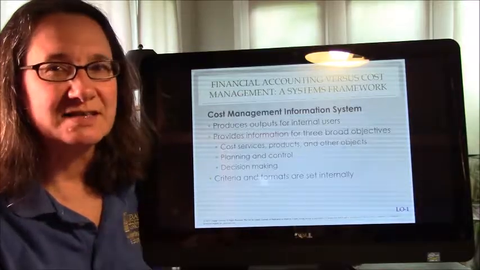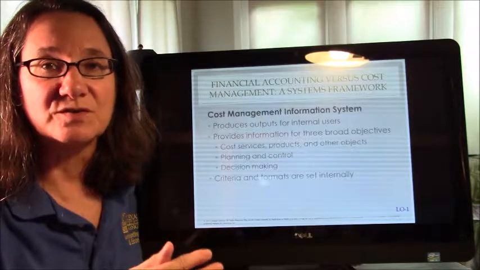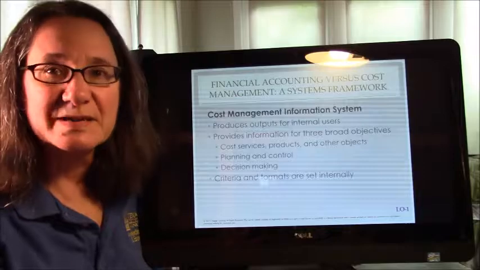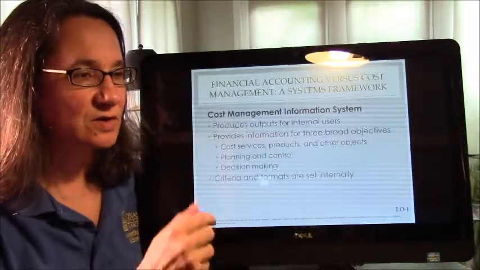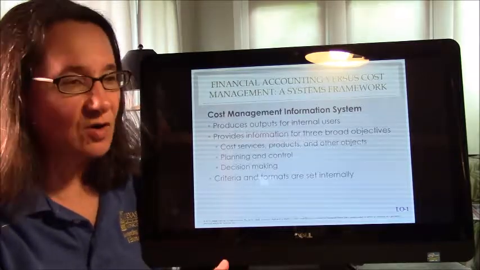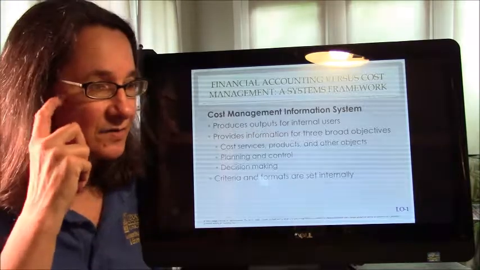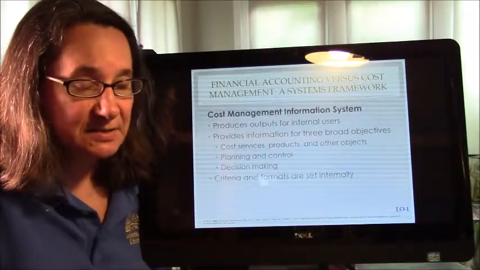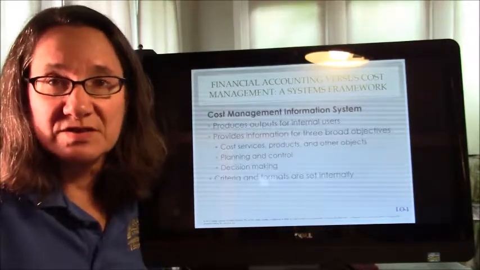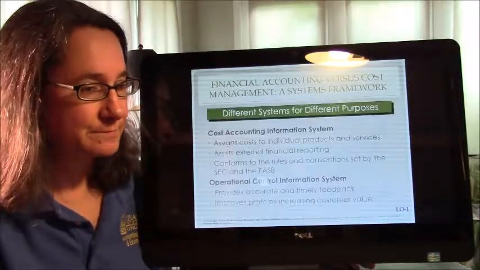So it's not like cost accounting and financial accounting aren't related, right? Because costs are used in determining inventory or expenses, things like that. So sometimes they do. So costs of products and other objects for planning, for control, for making decisions. So in cost accounting and a cost management information system, it's all about what's logical and reasonable for managers. What information do they want to run the company and to make decisions about the company.